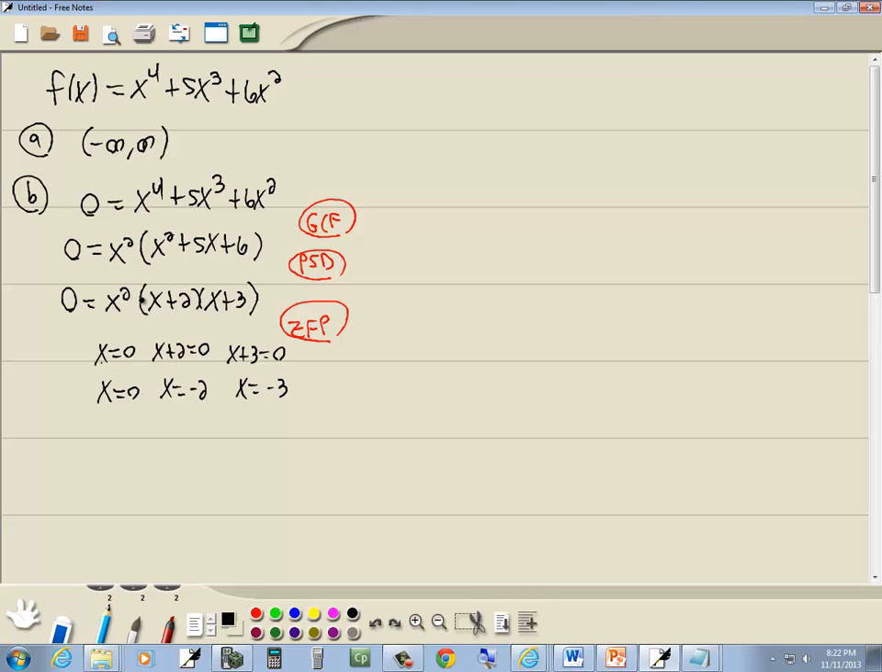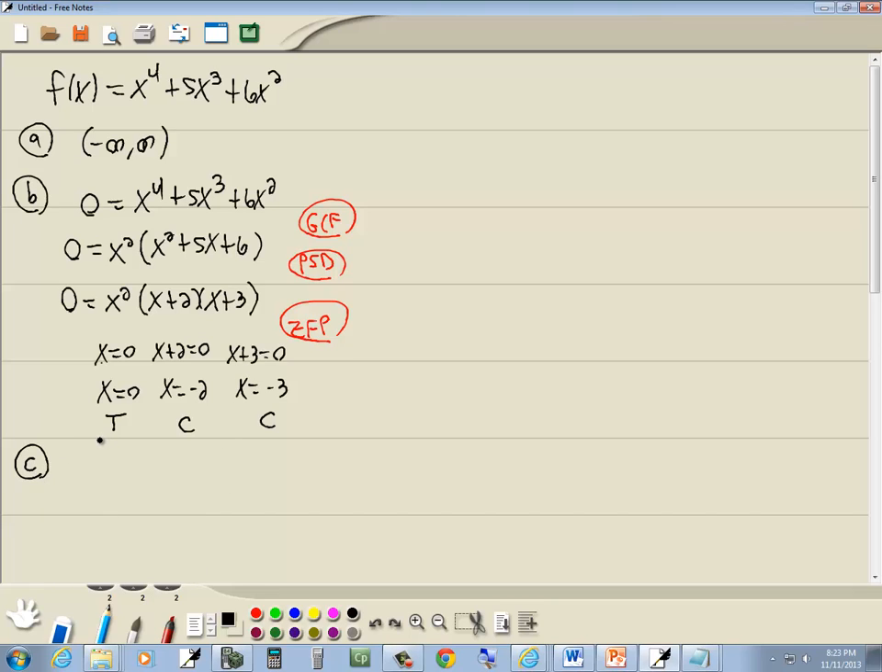Now, one thing to notice on this particular problem, we have the second power on the x. That means it has a multiplicity of 2, which means that this one specifically touches at a point where the other ones are going to cross. Remember, when finding our x-intercepts, it's the same as finding zeros.